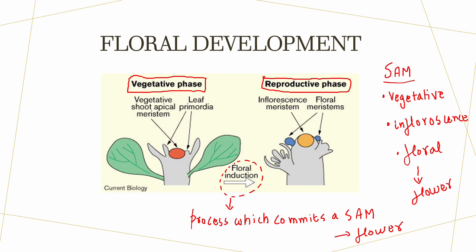Now, we have clearly seen that the vegetative meristem, or the vegetative shoot apical meristem, is a part of the vegetative phase of development, while the reproductive phase results in two identities or two types of SAM. One is called the inflorescence meristem and the other the floral meristem. If I discuss the life cycle of a plant, the first type of SAM is always vegetative. Then it results in the formation of inflorescence. Then it results in the formation of the floral meristem, and it is always a sequential process.